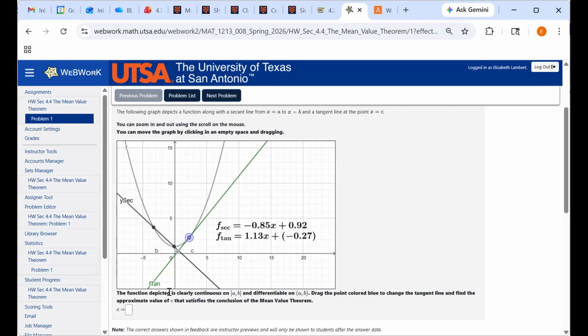So underneath the graph, they're saying the function depicted is clearly continuous on the interval and differentiable on the interval. So that is what we need at the start of the mean value theorem. Drag the point colored blue to change the tangent line and find the approximate value of C that satisfies the conclusion of the mean value theorem. So they want us to move the tangent line until we have an equation of a tangent line that has the same slope.